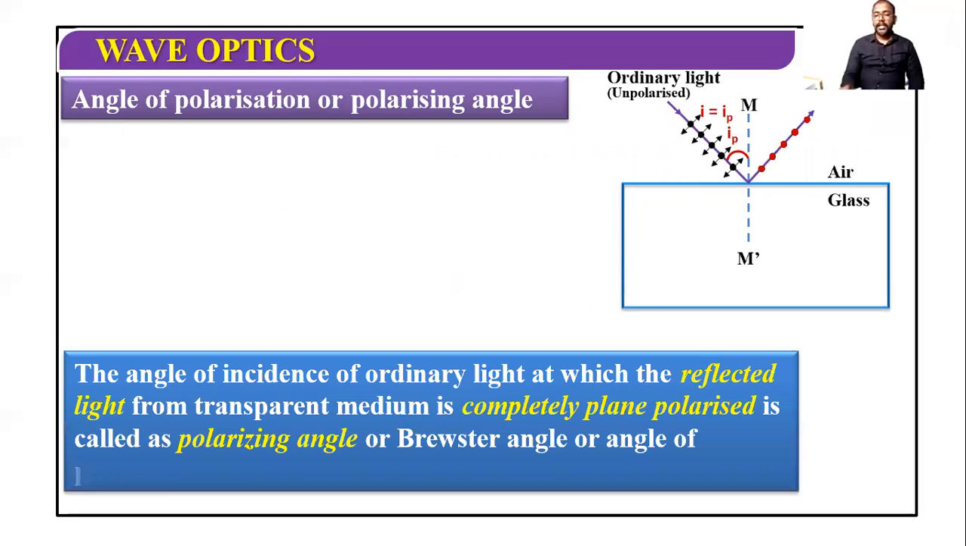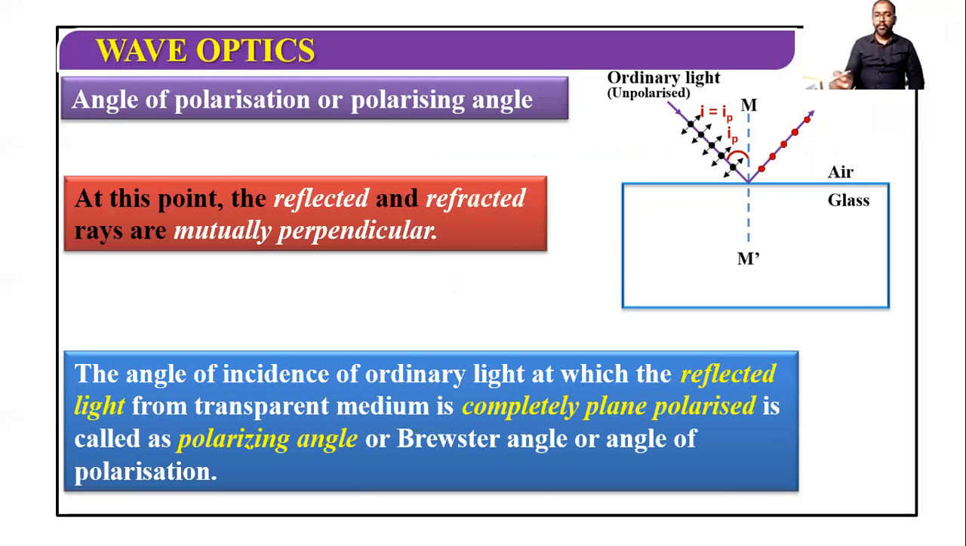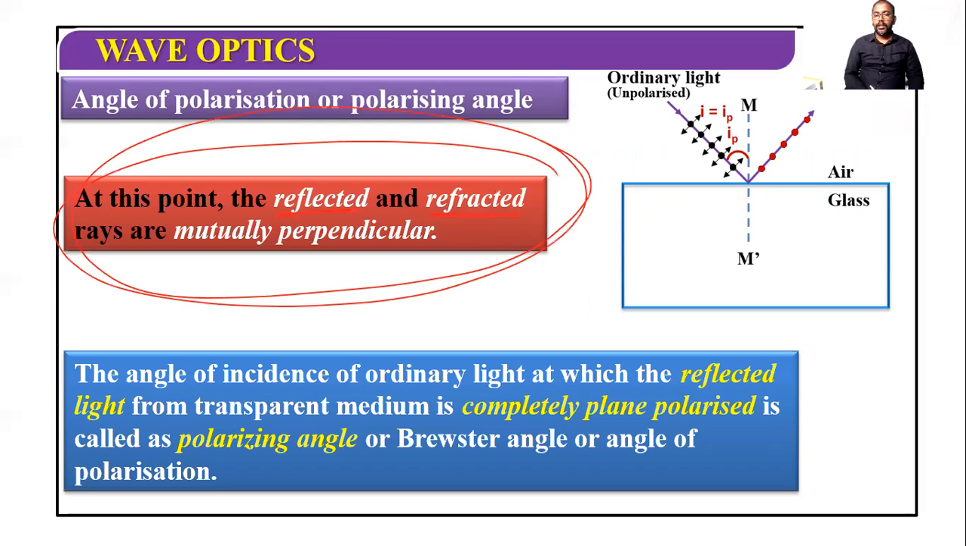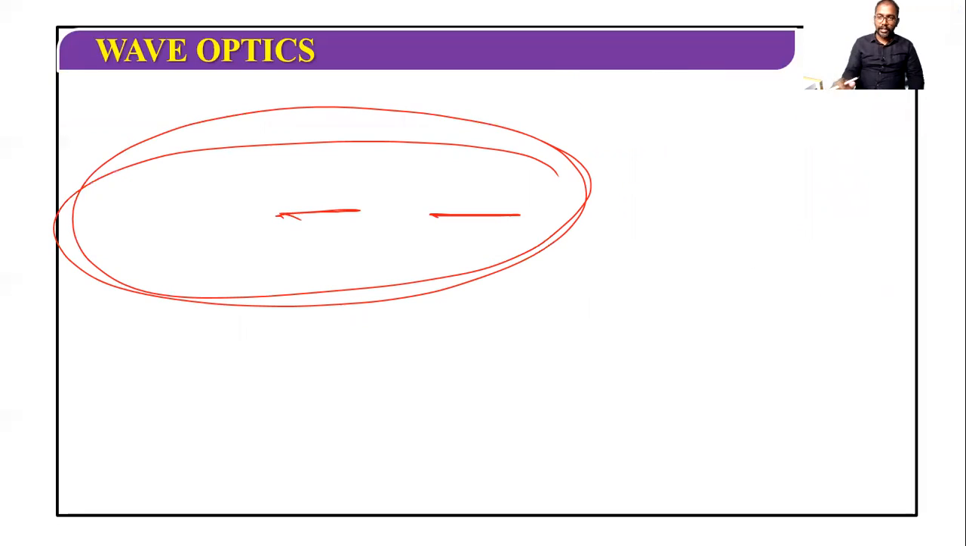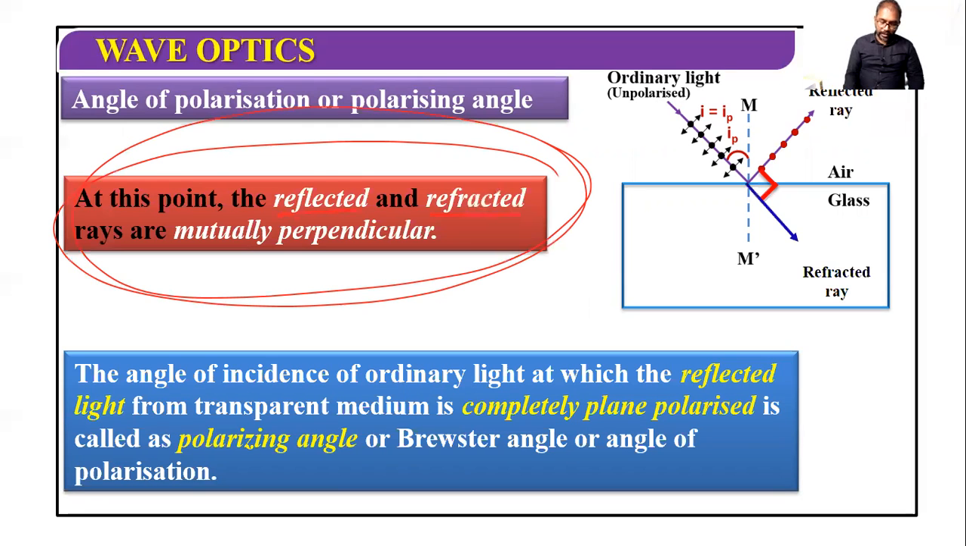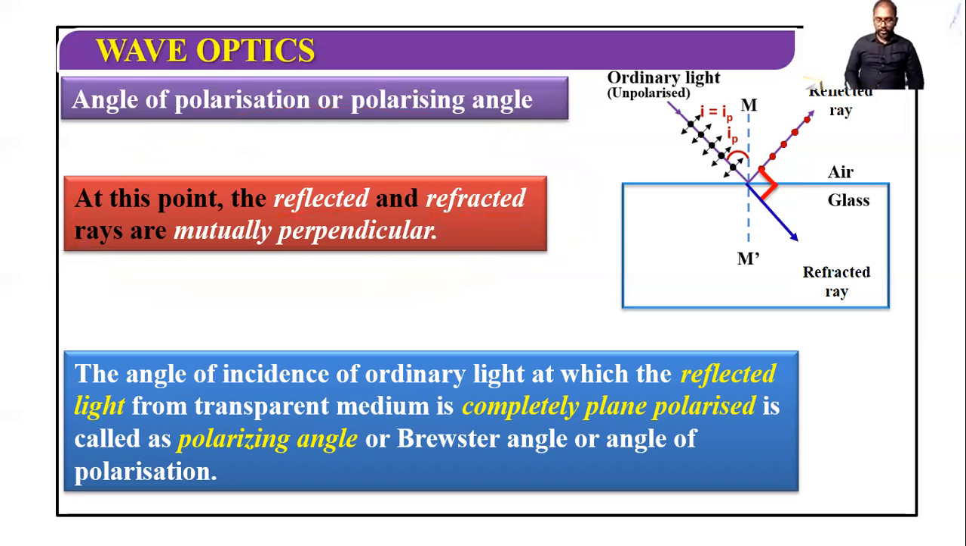So experimentally it is found that when light is incident at the polarizing angle, the reflected and refracted rays are mutually perpendicular. This is a very important conclusion. So when this angle is the polarizing angle, at that time the reflected and refracted rays are perpendicular to each other. You can see here a 90-degree angle between these two, the reflected and refracted light. And this concept we have to use in the proof of Brewster's law.